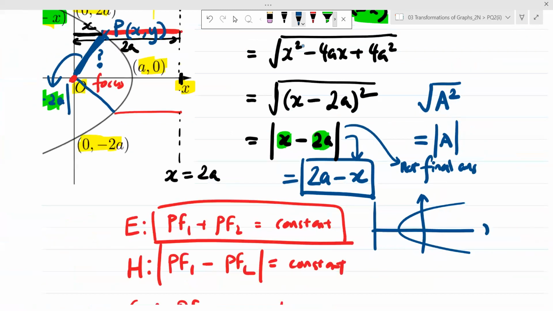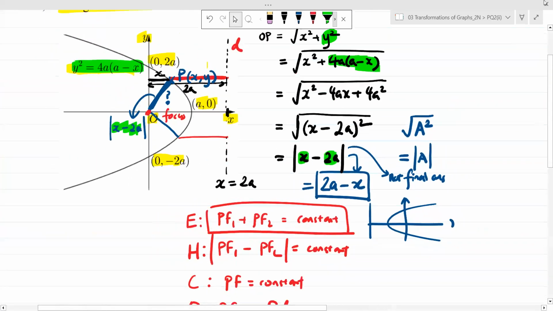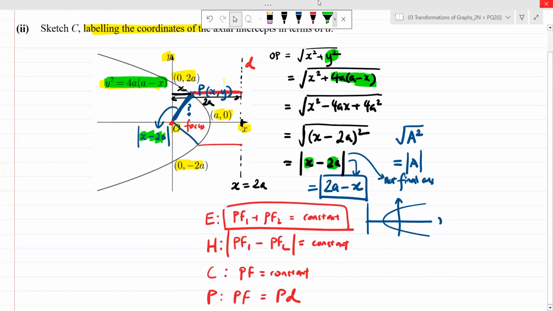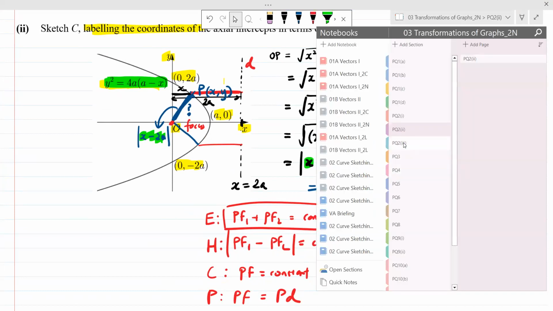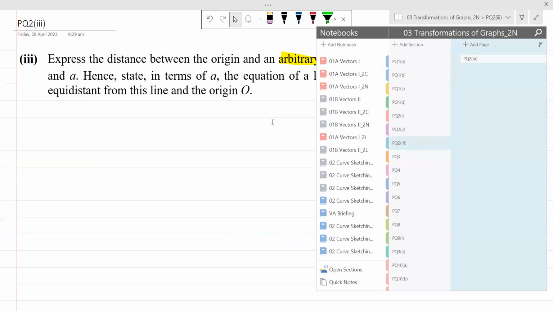Okay, let's go on to 3. 3 and 4 and 5 are all siblings of the same family, each with its own quirks. Oh, I haven't done part 3. Oh, part 3 done already. Okay.